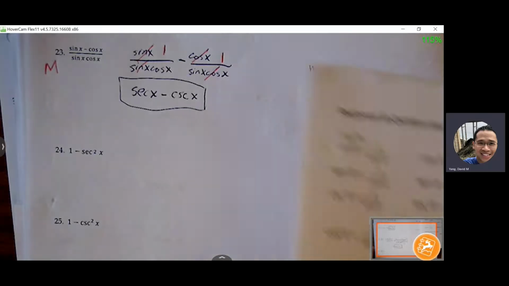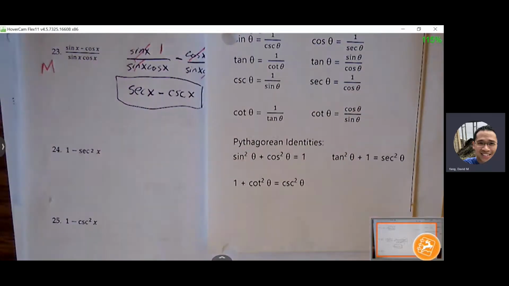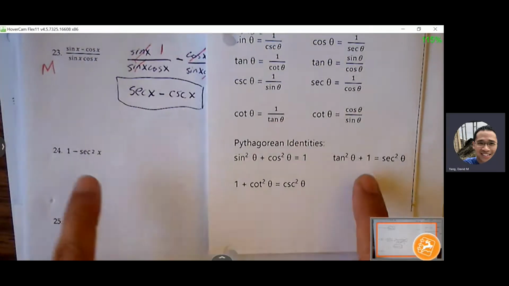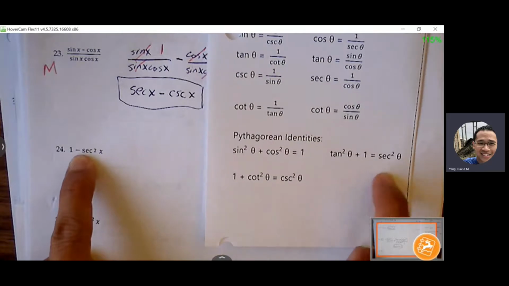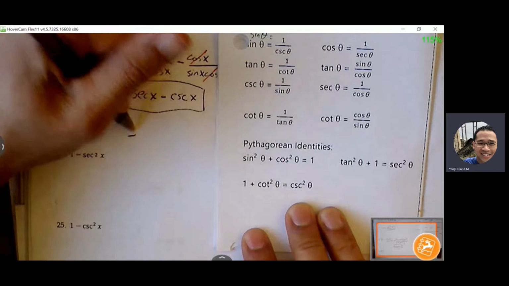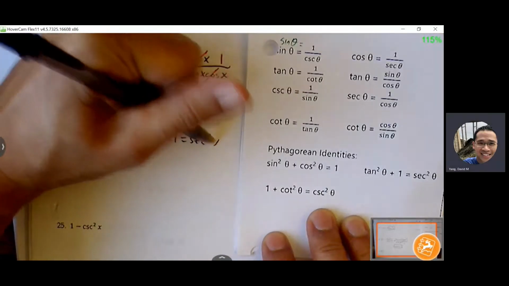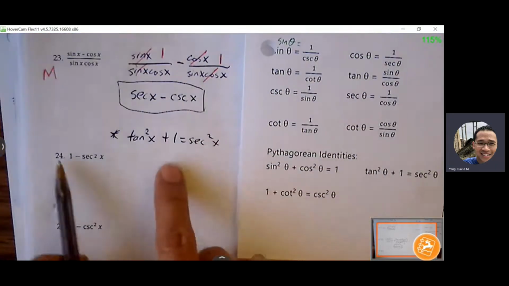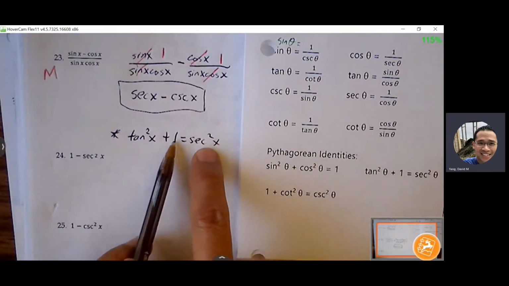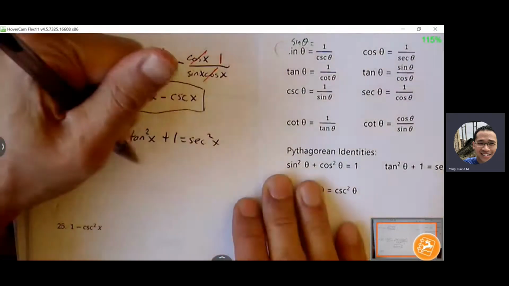Okay, careful with these here. 1 minus secant squared x. What do you think 1 minus secant squared x is going to be equal to? Careful with the rearranging here, right? If I want to subtract secant squared, I got to move that tangent squared over as well. This is the original identity. But if I want to get 1 minus secant squared x, I'm going to subtract the secant squared, but I have to move the tangent squared over as well.